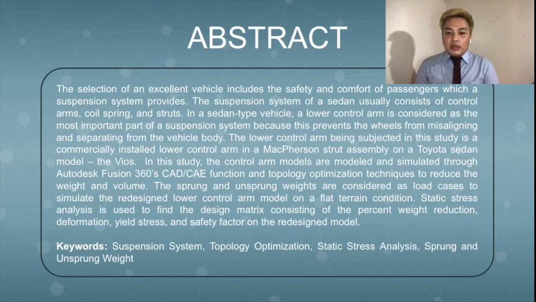In this study, the control arm models are modeled and simulated through Autodesk Fusion 360's CAD or CAE function and topology optimization techniques to reduce the weight and volume of the component. The sprung and unsprung weights are considered as load cases to simulate the redesigned lower control arm model on a flat terrain condition. Static stress analysis is used to find the design matrix consisting of the percent weight reduction, deformation, yield stress, and safety factor on the redesigned model.